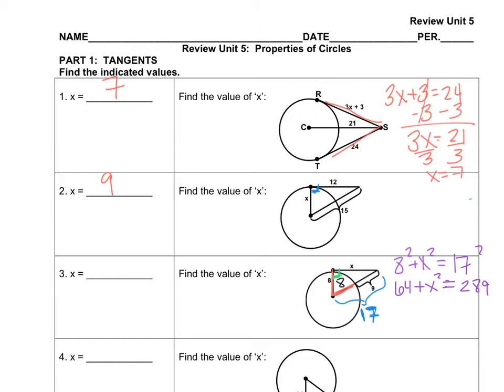Okay, you're solving for x, so you want to get rid of the positive 64. If you subtract 64 on both sides, you get x squared equals 289 minus 64, which is 225. Okay, you want to solve for x, so take the square root of that value. If you do the square root of 225, you will get x equals 15, so x is 15.